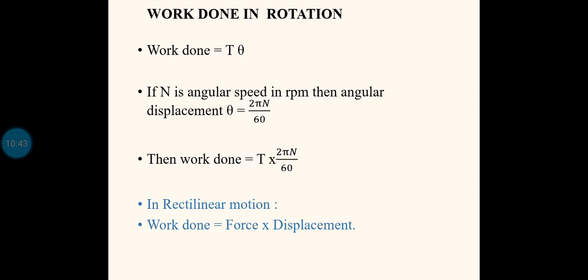Okay. Now, next one is work done in rotation. In the rectilinear motion, the equation for the work done is force into displacement. Here also the same equation we are using. In the rotary motion, instead of force, we will be having torque, T, and instead of displacement, it is angular displacement theta. So, work done is T into theta, torque into angular displacement theta. The product of torque and angular displacement will give work done.